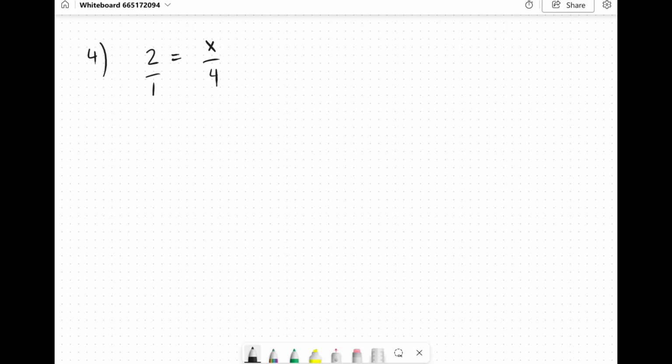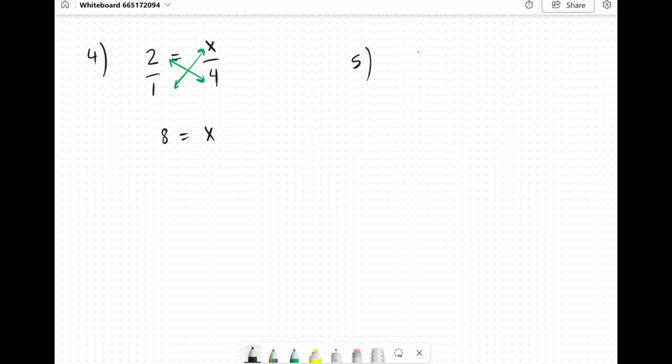And here you have your two fractions that are set equal to each other, and we're going to do the cross products. So 2 times 4, that's 8, equals 1 times x, which is x, and then you're done. 8 equals x, so x equals 8. There is nothing to solve here.